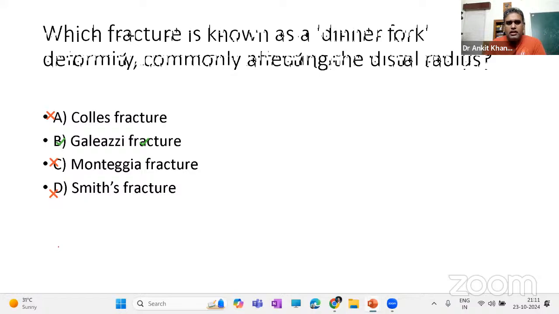One more question: which fracture is known as a dinner fork deformity, commonly affecting the distal radius? We have seen the image also. It is the Smith's fracture. Sorry, the Colles fracture. Smith is just the opposite. Colles fracture, guys, is one of the most common fractures that you will see in the orthopedics OPD also. So dinner fork deformity is Colles. Opposite of it will be the Smith fracture, option D.